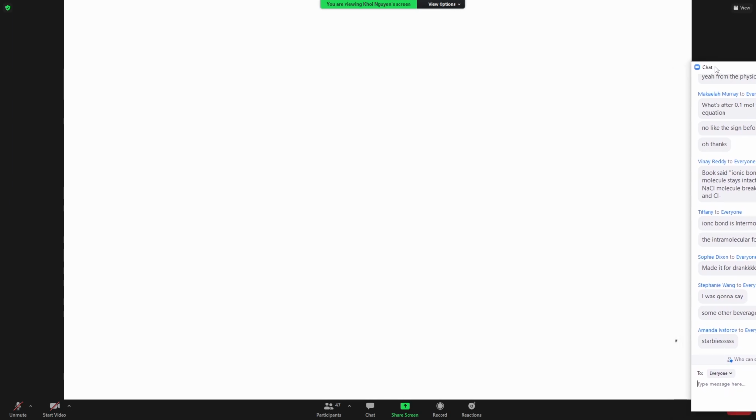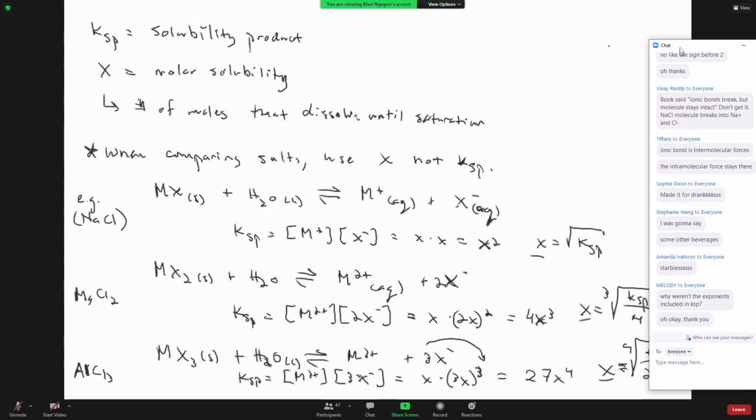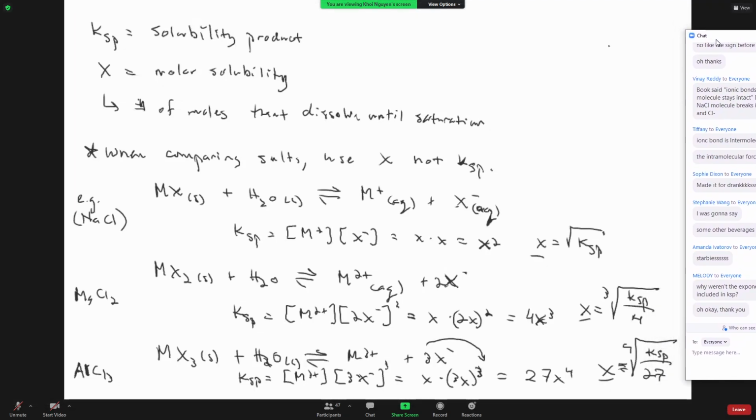With molar solubility, the first way to make it... you're right, they should have been included. I should have included it right here and right here. Thank you, Melody.